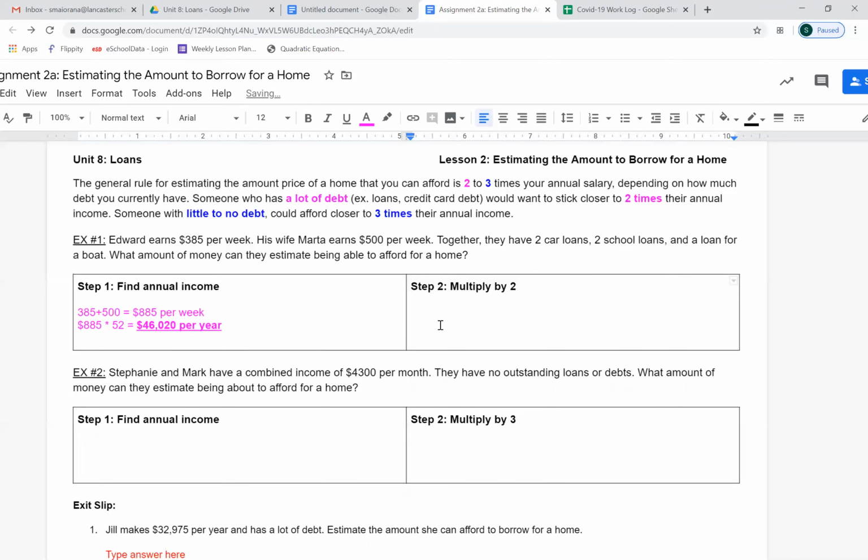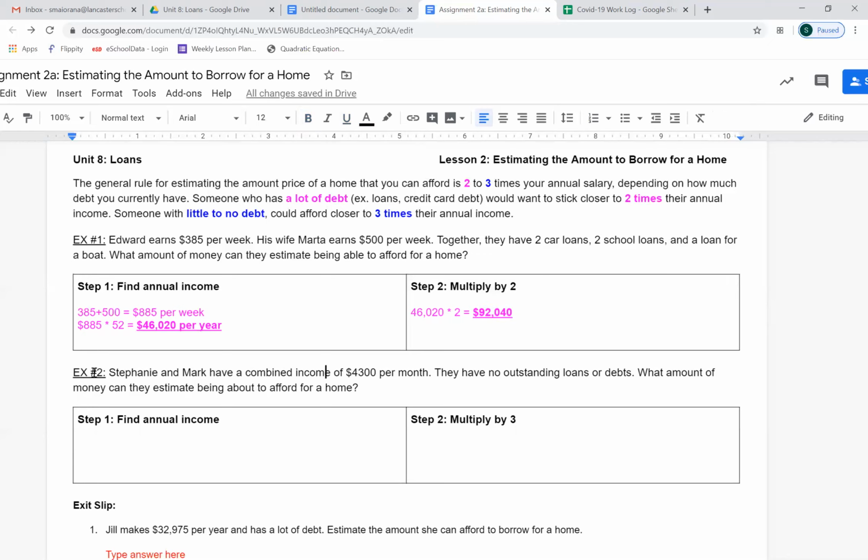Now, when we looked in the example, since they had quite a bit of debt between the two of them, 2 car loans, 2 school loans, and a loan for a boat, we want to stick to closer 2 times this annual amount, since they owe a lot of money already. So we're going to do $46,020 times 2, which gives us $92,040. So this is a good estimation of what they can borrow, what they'll be able to afford for a home loan, 2 times their annual salary.